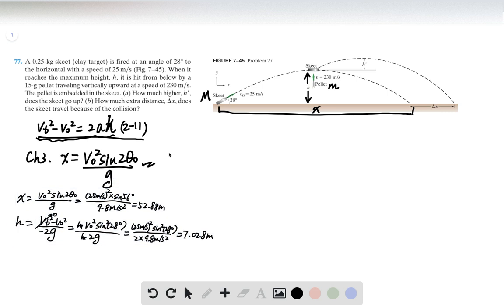Okay, so now let's look at this collision. What happens in this collision is that the bullet gives the skeet an extra velocity, and we can do that by doing the conservation of momentum in the x and y direction.